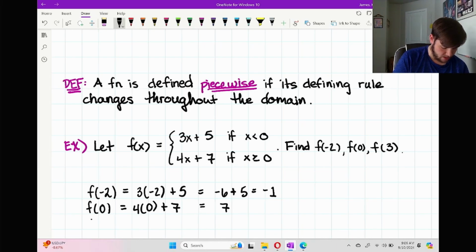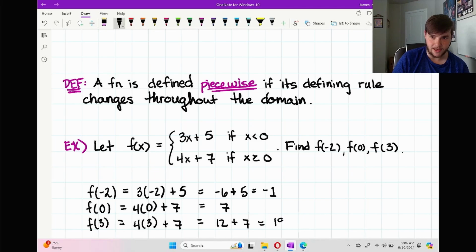Last but not least, f of 3 is going to fall under the second camp because 3 is greater than or equal to 0. So I take 4 times input plus 7, which is going to be 12 plus 7, or 19.